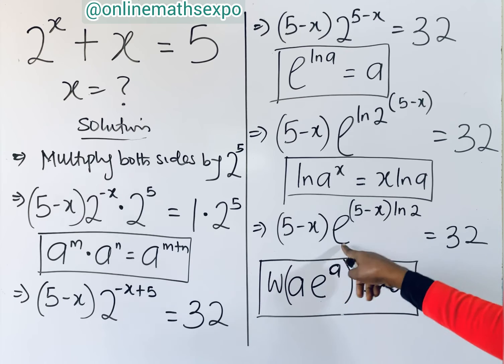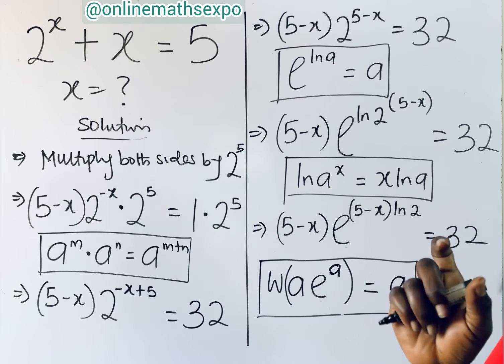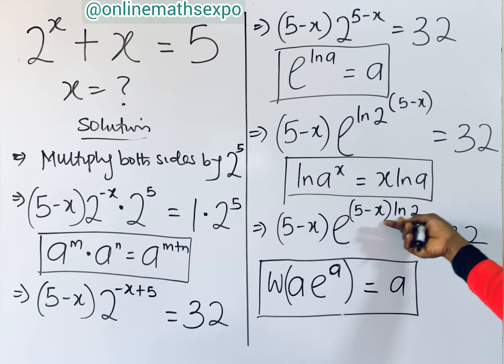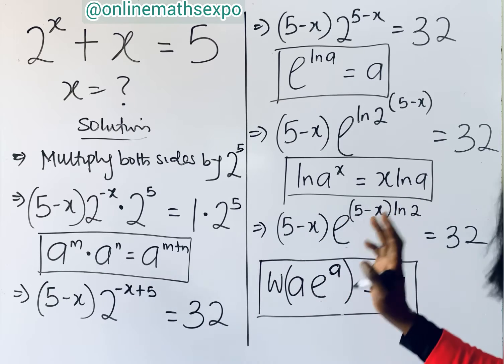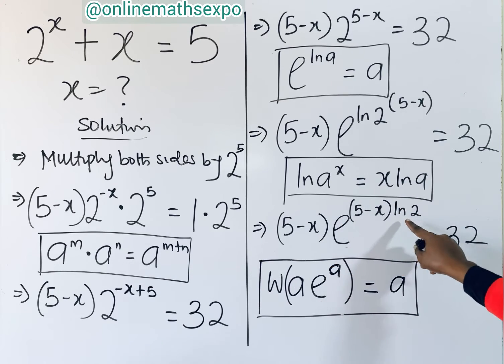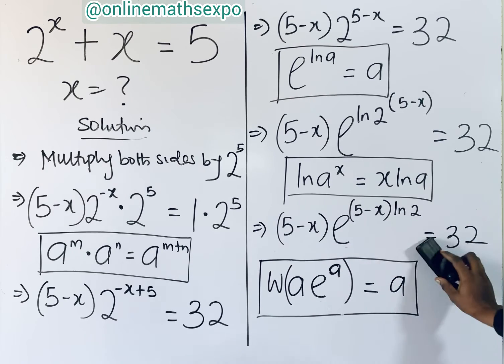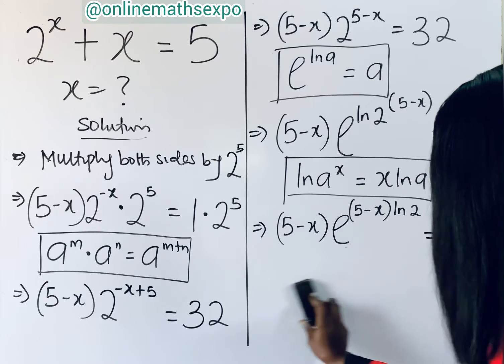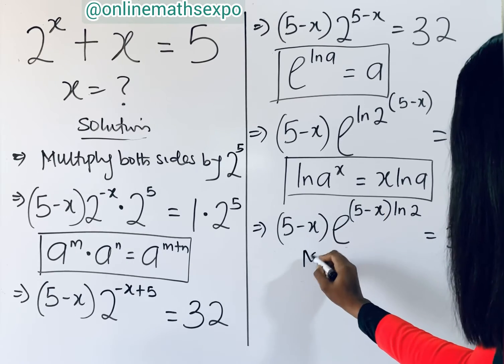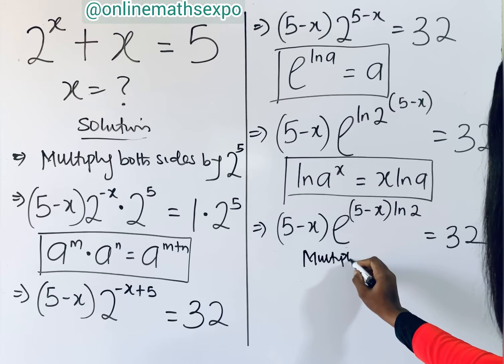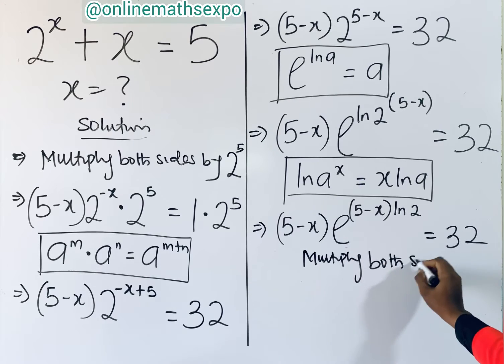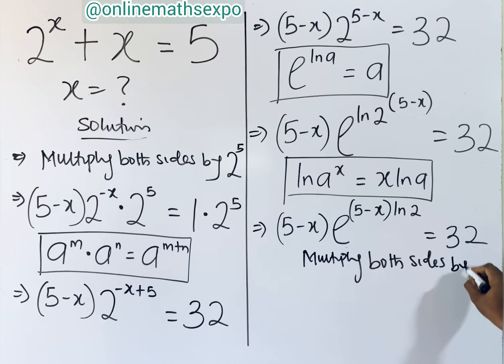Interesting. Now, if you still look at this, you observe that the power is not the same with this, having gotten this e. So what do you do? You must make sure that the power and the coefficient of this e are the same. So to make it the same, we are going to multiply both sides of this equation by ln of 2. Multiply both sides by ln of 2.